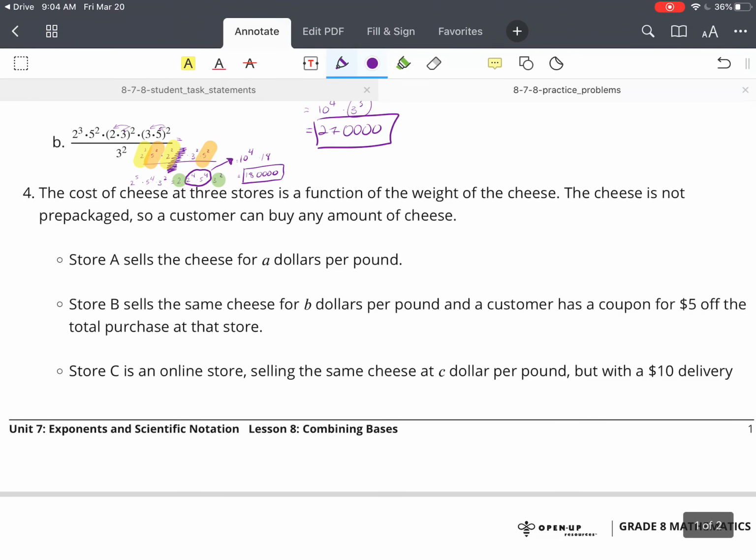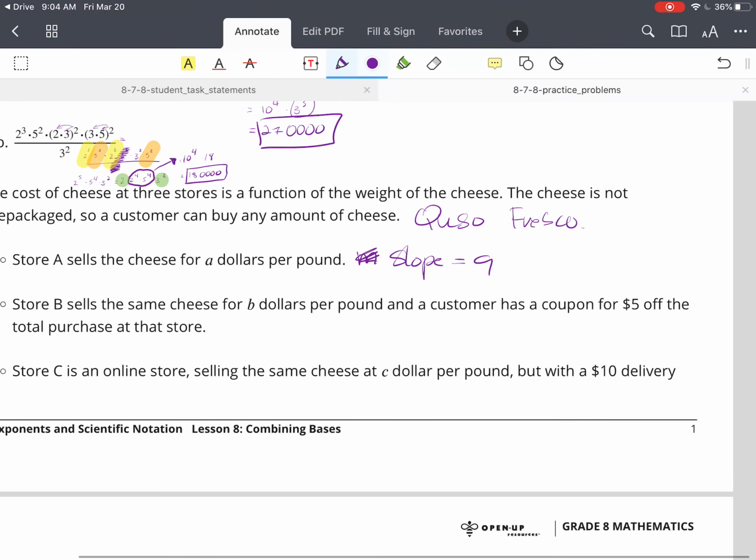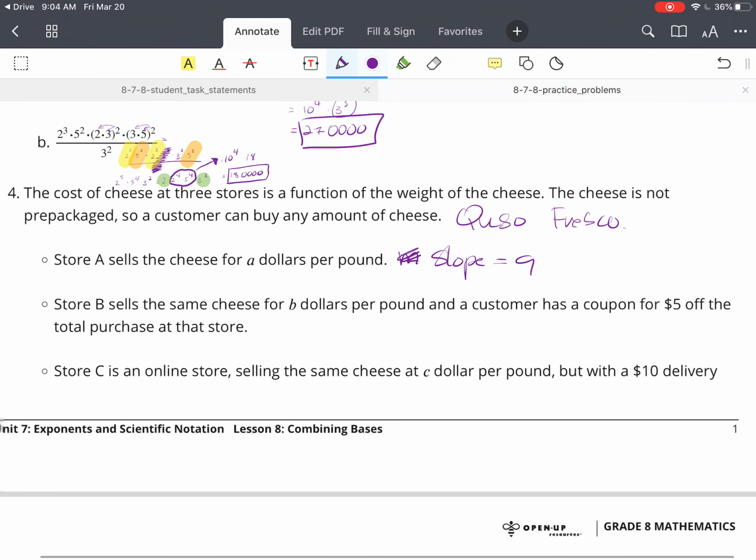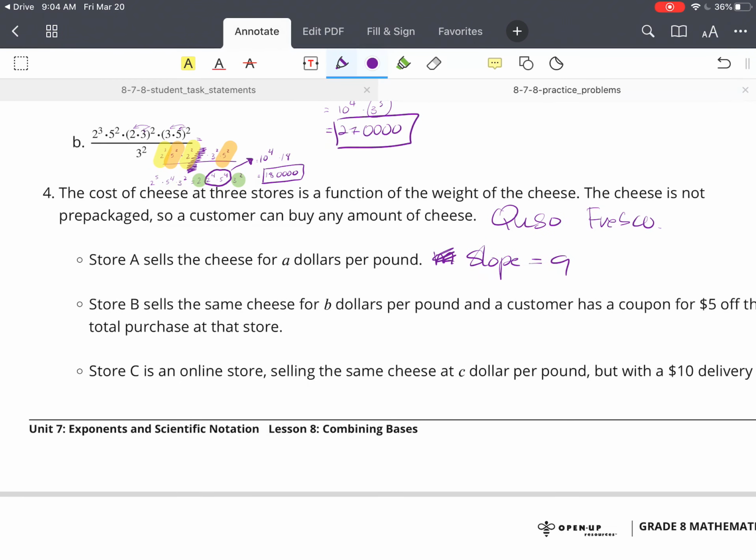Oh, lollipop. The cost of cheese at 3 stores is a function of the weight of the cheese. So if you want to know the price of a cheese, you need to know how much it weighs, which makes sense. The cheese is not prepackaged, so a customer can buy any amount of cheese. Ooh, let's get some queso fresco. Store A sells cheese for $8 per pound. So the slope is 8. Store B sells the same cheese for $8 per pound, and a customer has a coupon for $5 off the total purchase at the store.